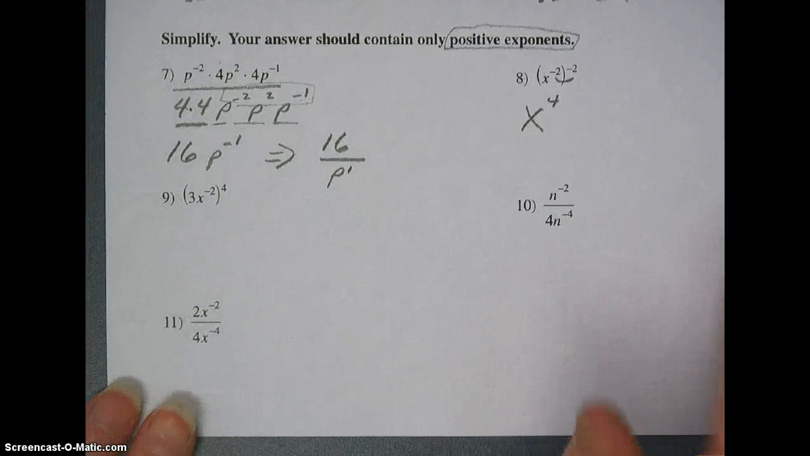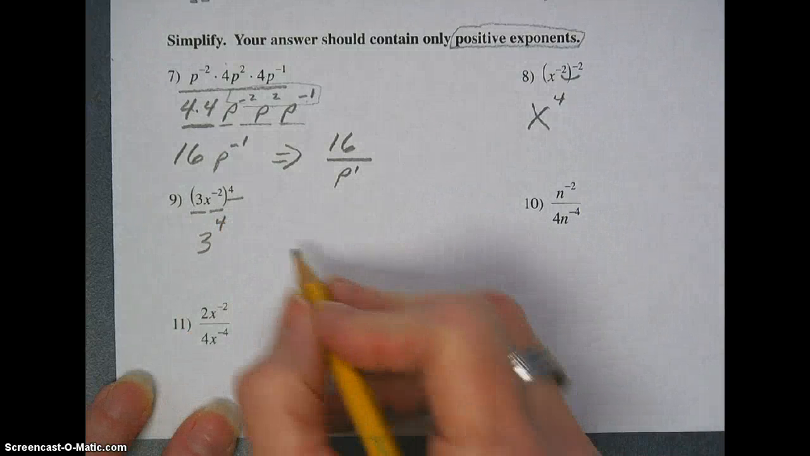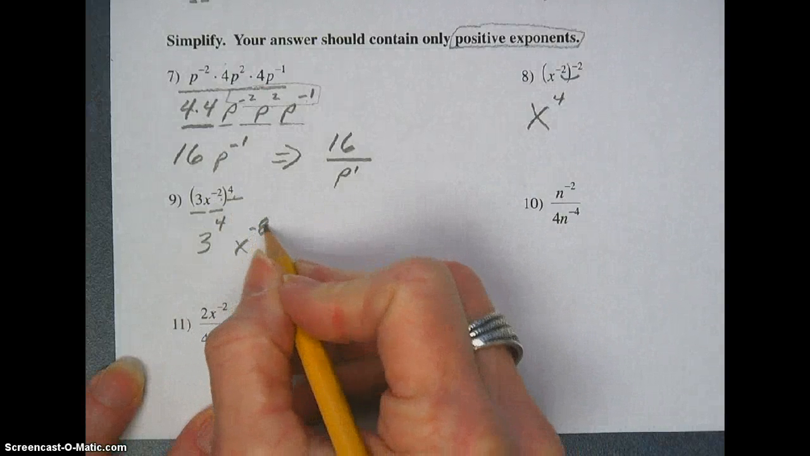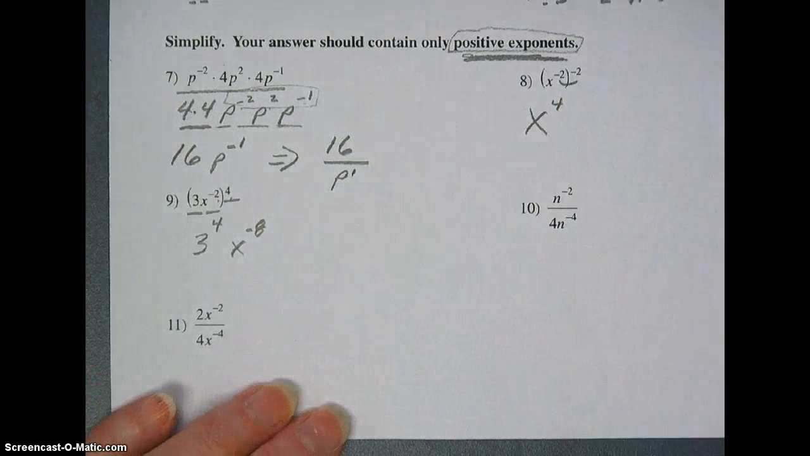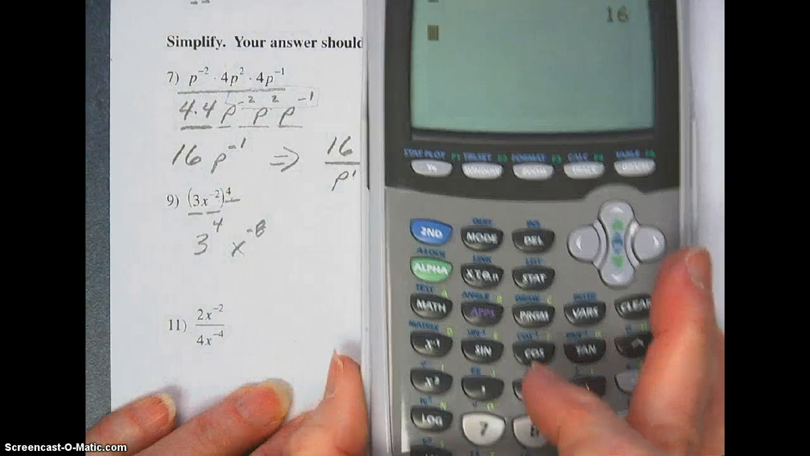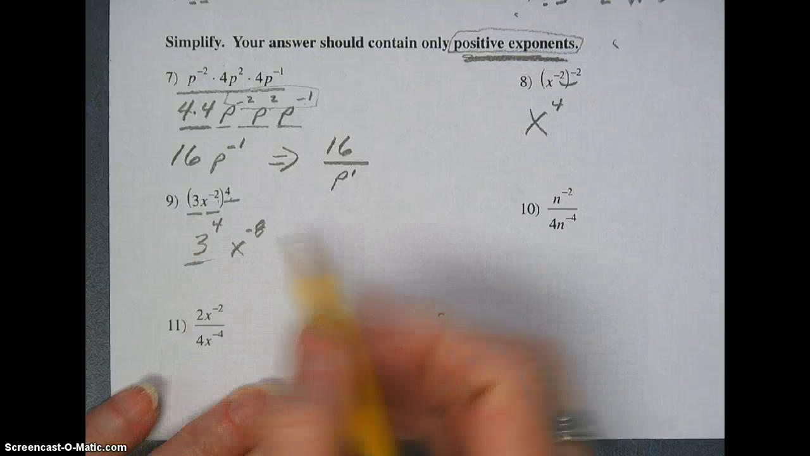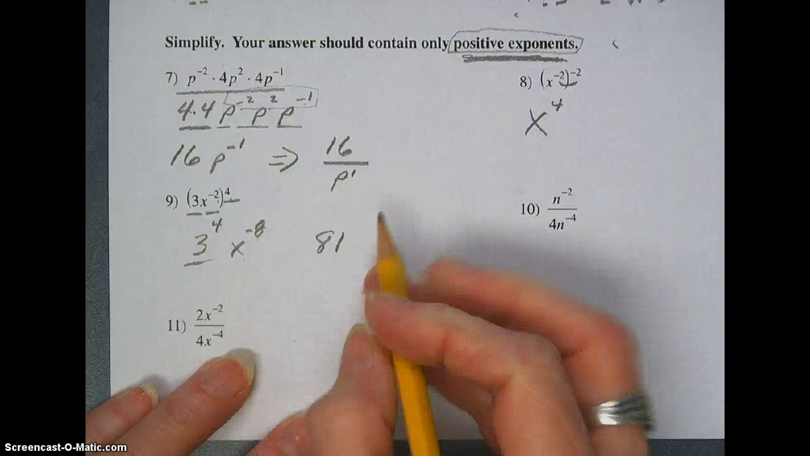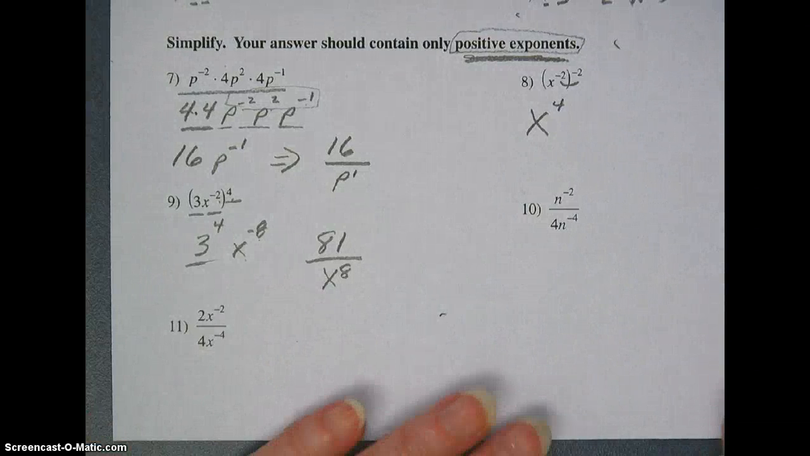Number 9, we have two things raised to a power, so the first thing we have to do is take each one of those raised to the power. A negative 2 times 4 is a negative 8, and then we're going to rewrite that so we have positive exponents all the time. So again, we'll use our calculator probably to find 3 times 3 times 3 times 3, or 3 to the 4th equals an 81. And notice that is a positive power, so that'll be an 81. X to the negative 8, we write that as 1 over x to the positive 8.